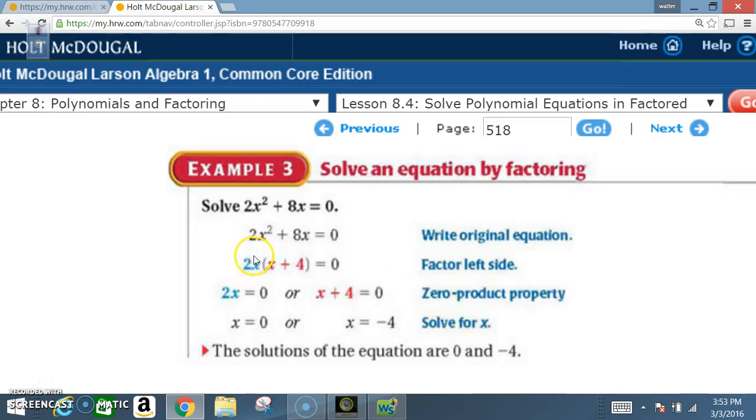This is like the A. 2x is the A. X plus 4 is the B. So I get 2x is equal to 0, or x plus 4 is equal to 0. Solving for x here, I divide both sides by 2. 2 divided by 2 is 1. I'm left with x. And then 0 divided by 2 is 0. On this side, I subtract 4, minus 4. And I end up with x is equal to negative 4.